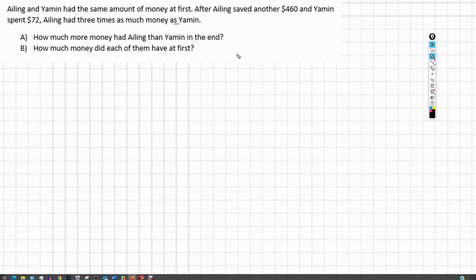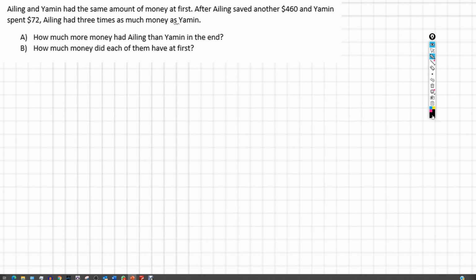Okay, another Singapore style bar model response to a word problem here. Ailing and Yamin had the same amount of money at first. After Ailing saved another $460 and Yamin spent $72, Ailing had 3 times as much money as Yamin. And the two questions we're asked are, how much more money had Ailing than Yamin in the end? And how much money did each of them have at first?